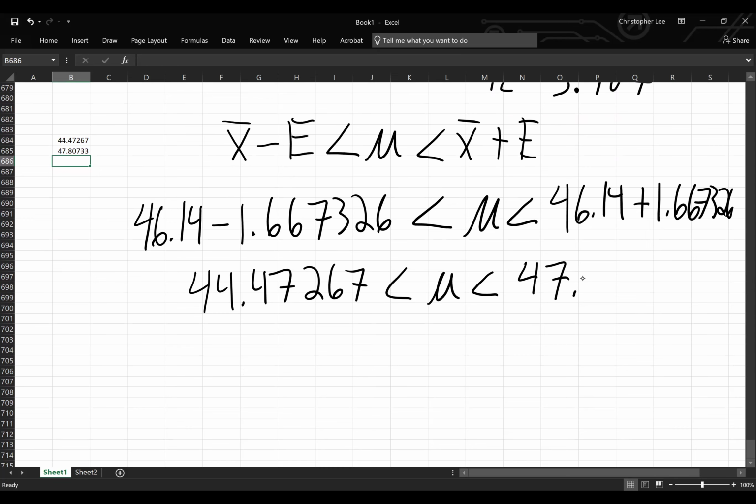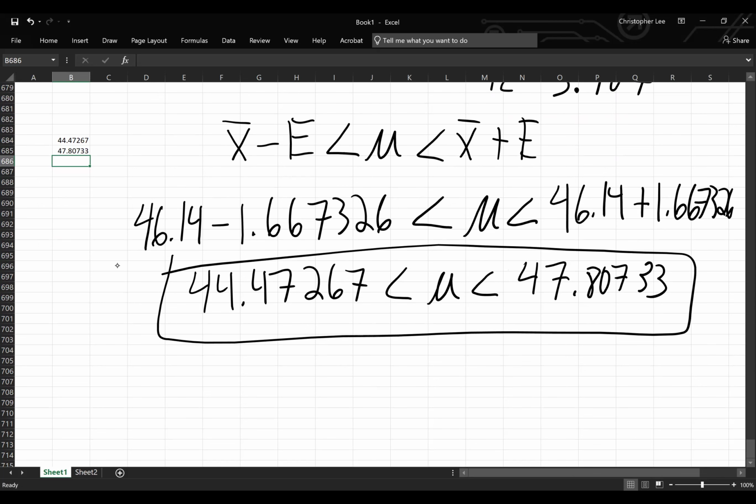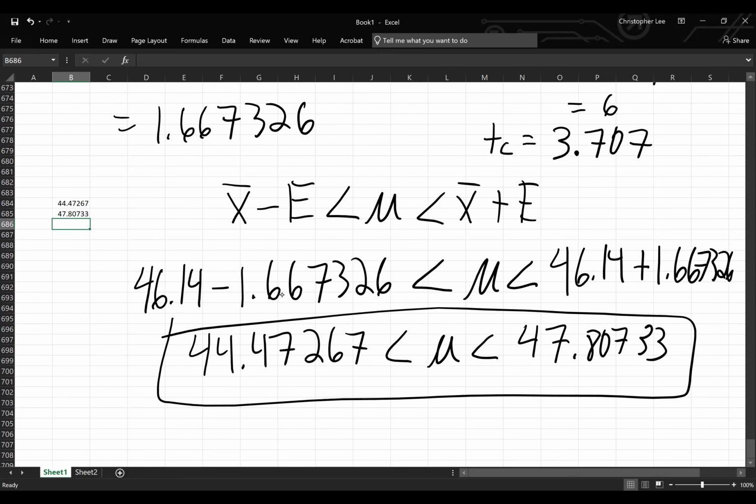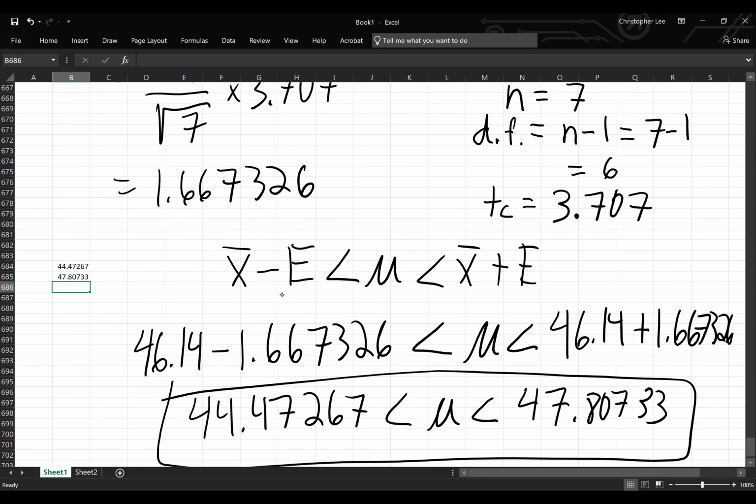So this is the 47.80733. Bam. That's my answer. I just added and subtracted. That's it. The mu, I don't know what mu is. I'm estimating what mu could be. That's what this whole lesson is about.